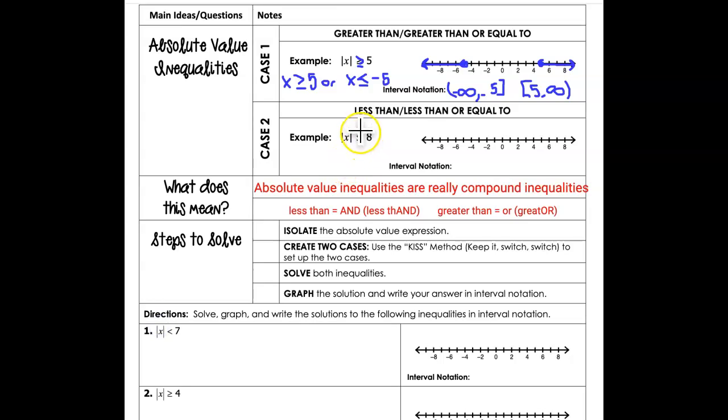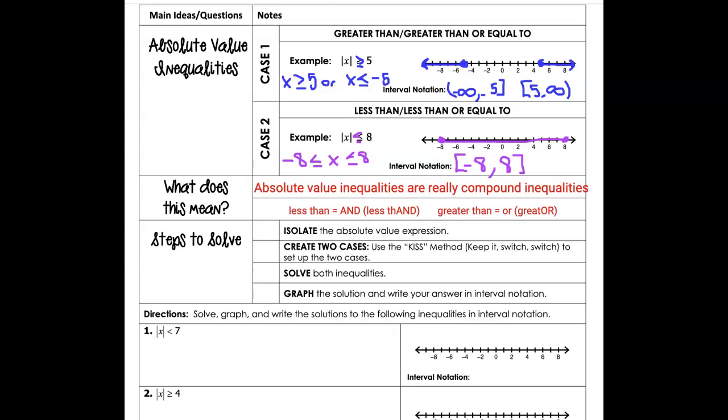For the next example, since it's a less than, that's going to be an and inequality. So negative 8 is going to be less than or equal to x, which is less than or equal to 8. We go to our negative 8, fill it in. We go to our positive 8, fill it in. And then everything in between is a solution. So our interval notation, negative 8 to positive 8, both get brackets.